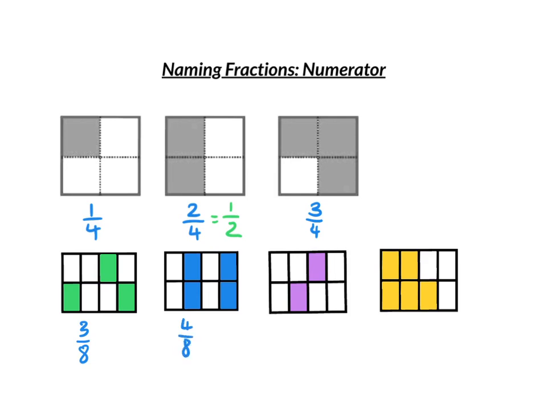We also know that 4/8 is the same as 1/2, because we can see that half of the rectangle is shaded blue. When we look at our third example, we can see that 2/8 are shaded. 2 out of the 8 are shaded, or 2/8. When we look at our last example, we can see that 5/8 are shaded yellow. 5/8.